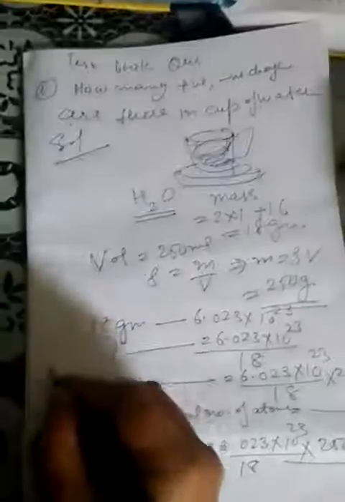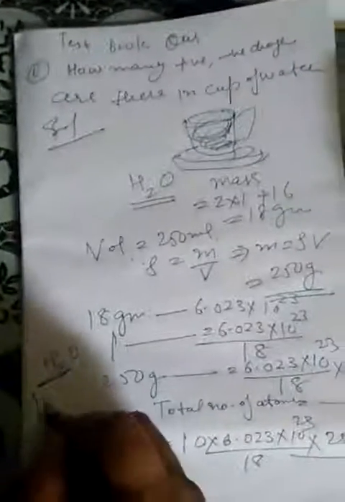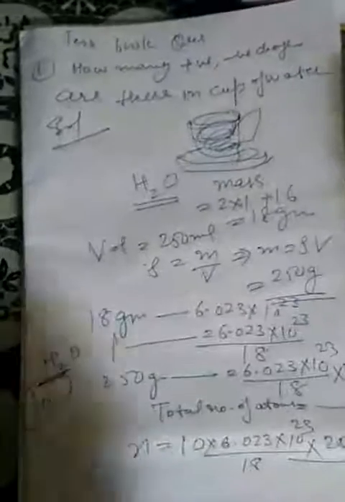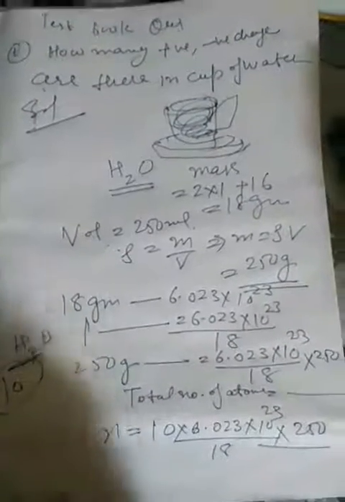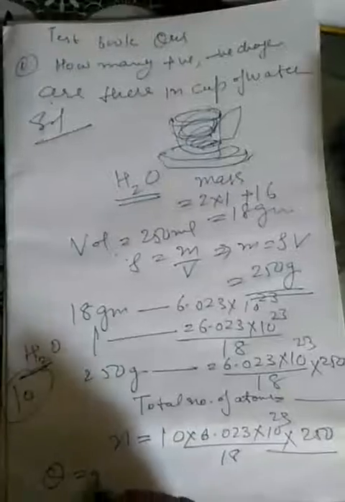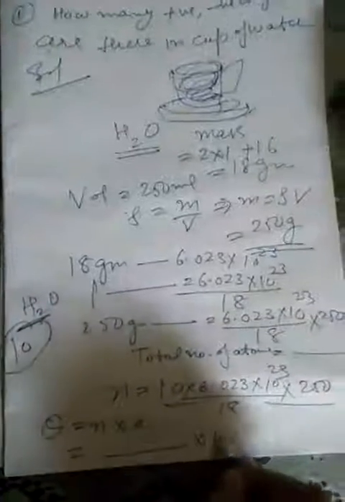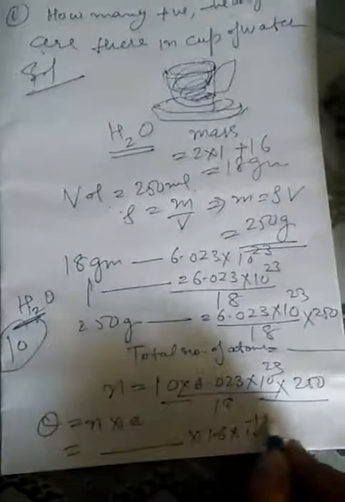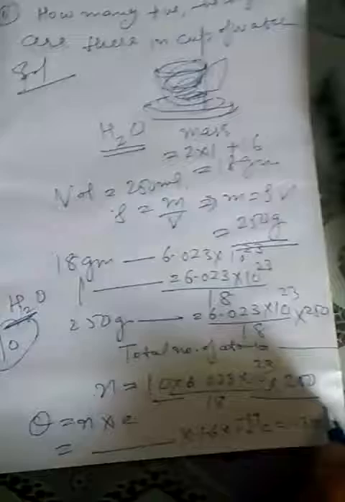Why 10? Because hydrogen has 2 and oxygen has 8, so 8 plus 2 is 10. So there are 10 positive charges and 10 electrons, an equal number of positive and negative charges. So the amount of charge is n into e. You find the value of n as above and multiply it with 1.6 × 10^-19 coulomb. So it comes out to be 1.3 × 10^7 coulomb.